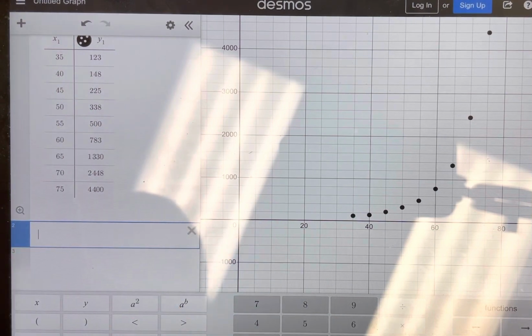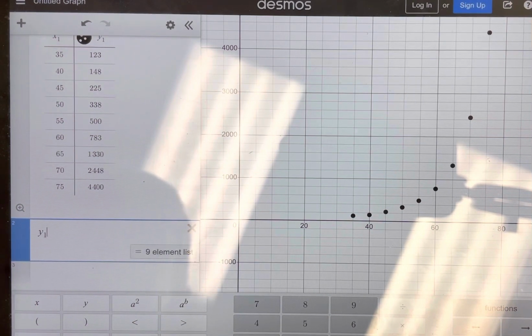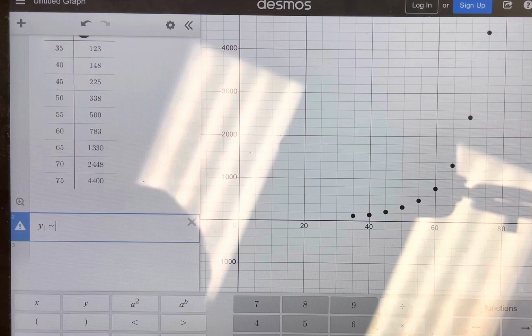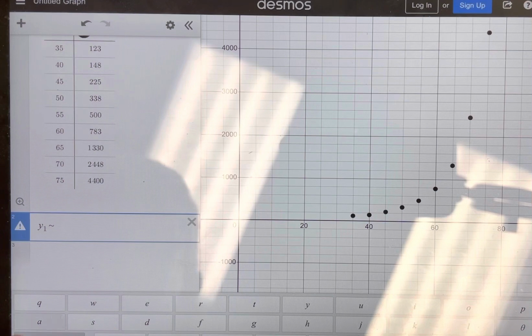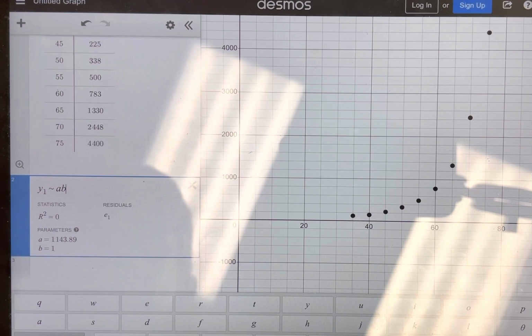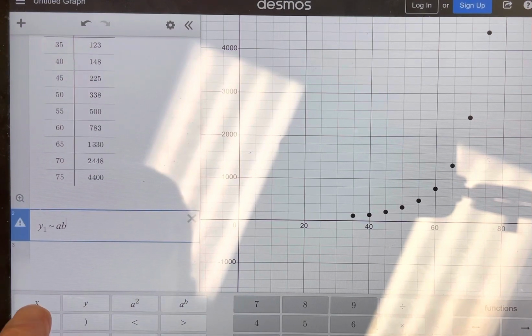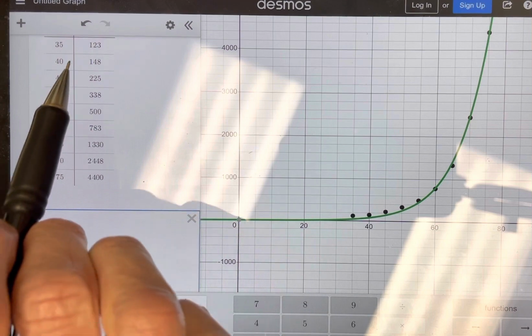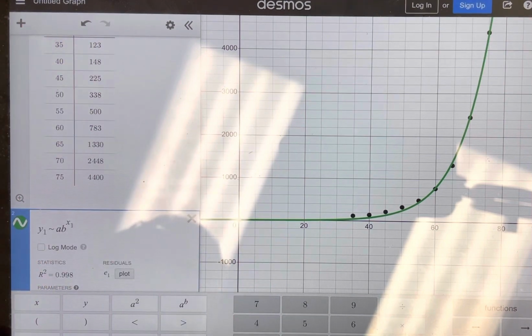Remind ourselves, the model says y, but our data is in y sub 1, y1 tilde. The tilde is over there. And then we have a times b. The b is here, and we're going to raise that to the x power. Well, our x data is in x sub 1. So that's how our exponential model looks in Desmos, because our data is in x sub 1, y sub 1.